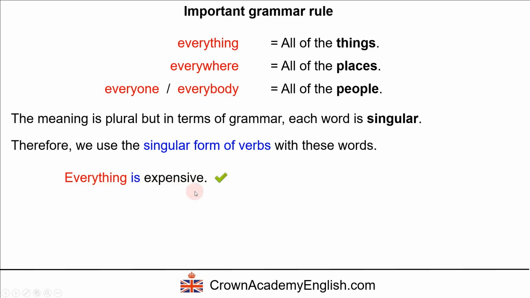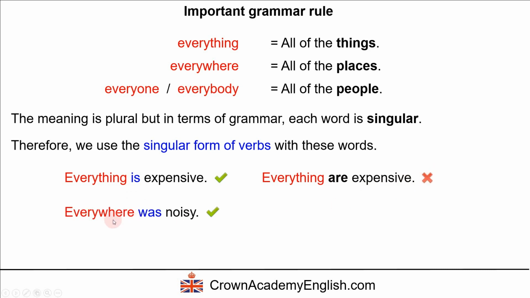But the meaning of this is obviously plural. The concept is plural, but the syntax and the grammar is singular. So this is wrong. This is the third person plural of the verb be, are. So this is not right. This is a big mistake. And it's the same with everywhere.